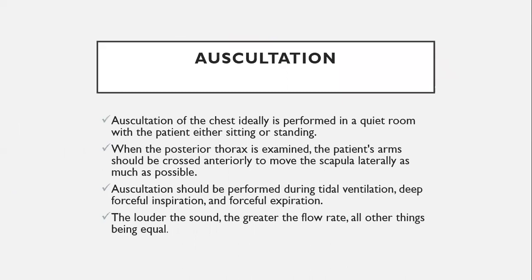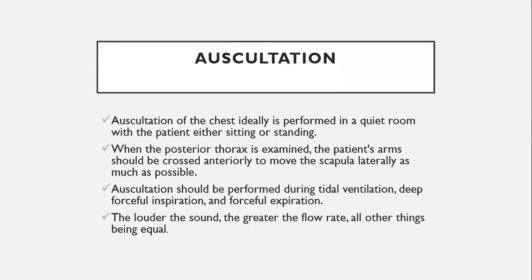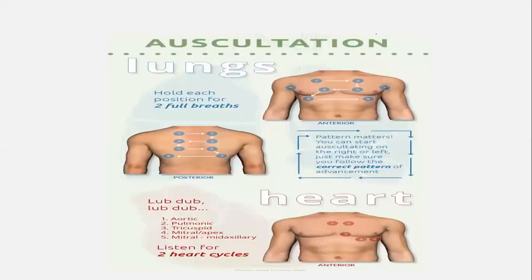Now it comes to auscultation. Here is the auscultation diagram. It is also written above, but I will explain through the diagram. Auscultation is performed in a quiet room with the patient sitting or standing. When the thorax is examined, the patient's arms should be crossed to move the scapulae laterally. Auscultation can be performed during tidal ventilation, deep forceful inspiration or exhalation.